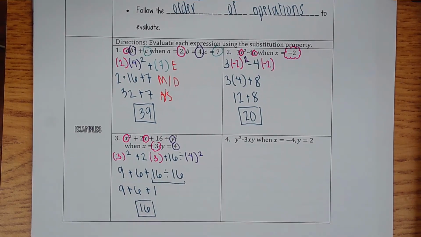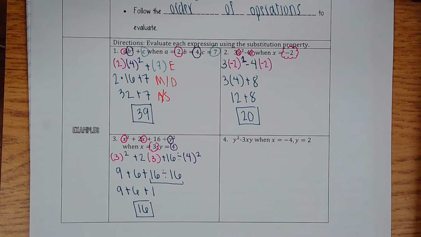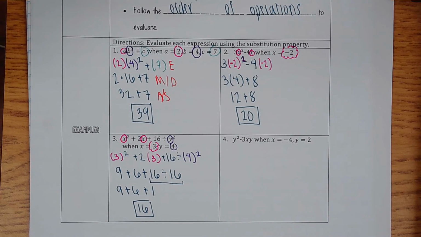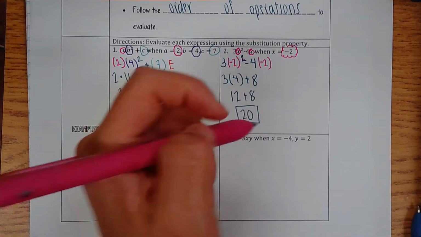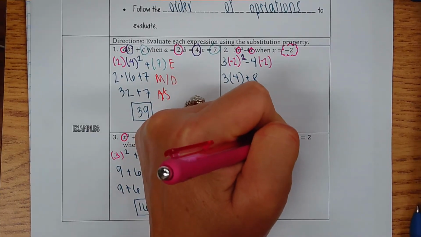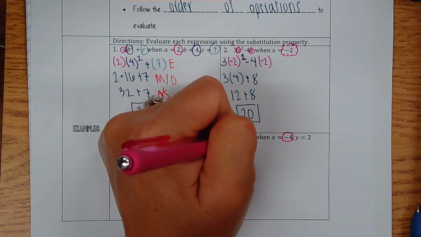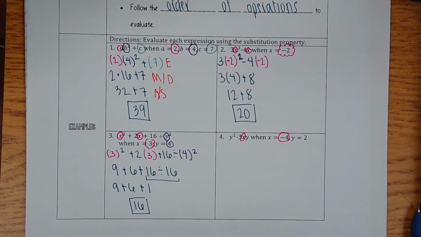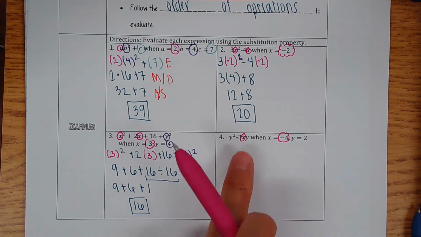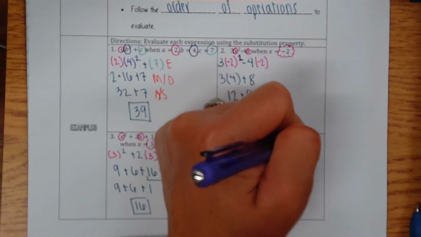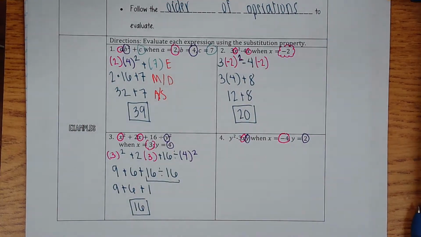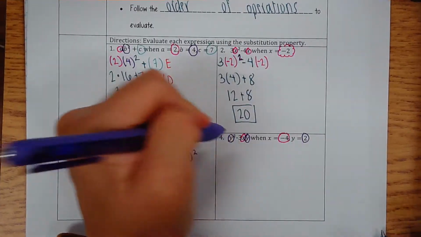All right, pause me for a minute and see if you can try or set up number 4. All right, well, hopefully you gave it a shot. And we are going to take this negative 4, which was x, and we are going to plug it in right there. And then we have a y, which is equal to 2. So, and another y over here. I thought I missed one. I'm like, that doesn't look quite right.